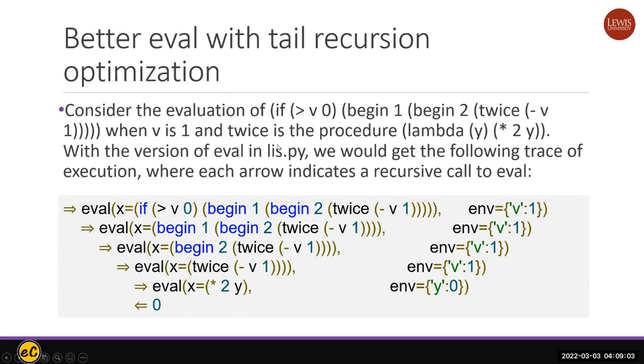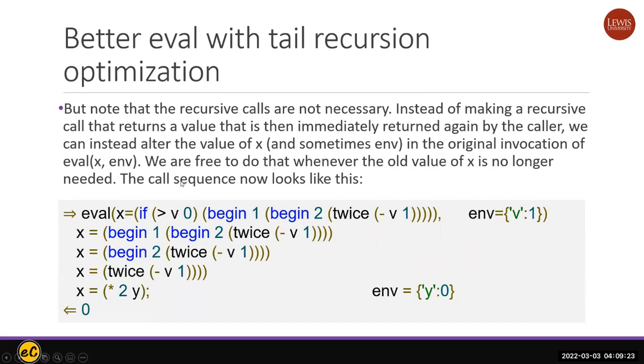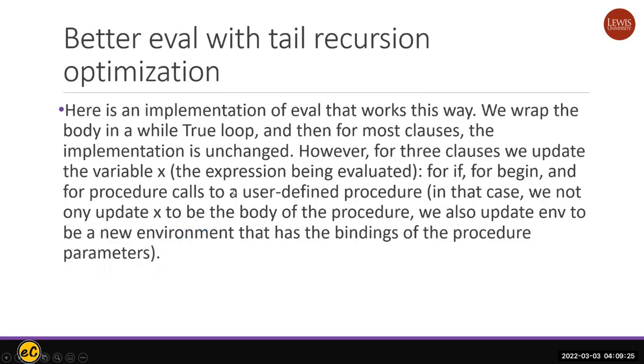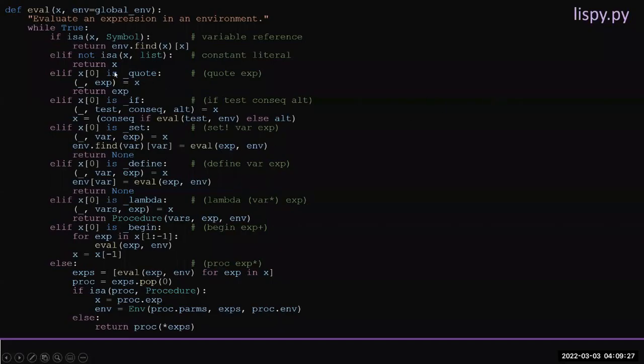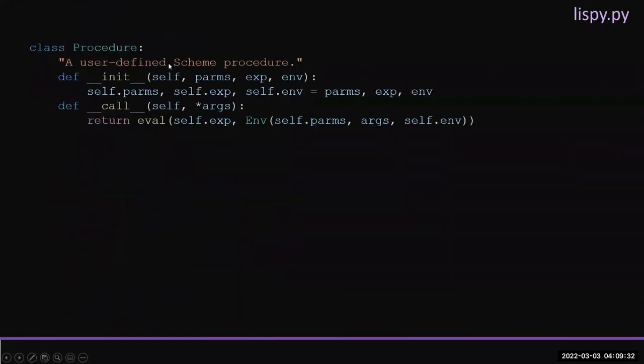When v equals 1 and twice is the procedure of this, your twice would do multiply of it. So you have a tail recursion, tail recursion, tail recursion, tail recursion. So basically, it is being passed back until you do the final evaluation. So that's called tail recursion. You can optimize it. So here we redefine the evaluate function to allow it.